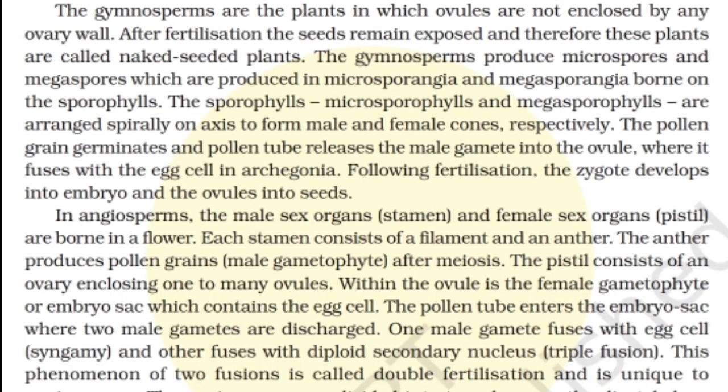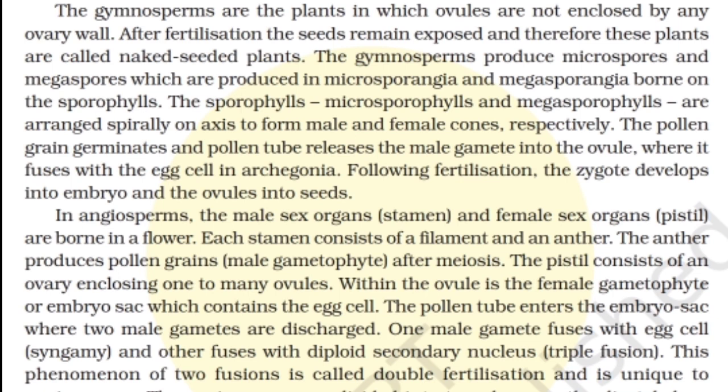The gymnosperms are the plants in which ovules are not enclosed by any ovary wall. After fertilisation, the seeds remain exposed, and therefore these plants are called naked-seeded plants. The gymnosperms produce microspores and megaspores, which are produced in microsporangia and megasporangia borne on the sporophylls. The microsporophylls and megasporophylls are arranged spirally on an axis to form male and female cones respectively. The pollen grains germinate and the pollen tube releases the male gamete into the ovule, where it fuses with the egg cell in the archegonia. Following fertilisation, the zygote develops into an embryo and the ovules into seeds.